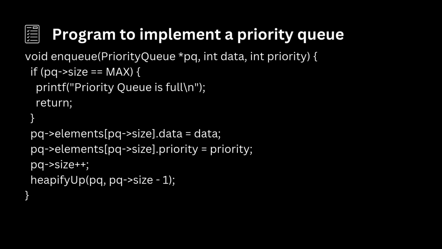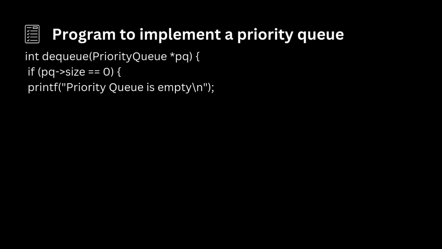So in summary, NQ adds a new element to the priority queue by assigning its data and priority values, increments the size of the queue, and then ensures that the heap property is maintained by calling heapify up on the newly added element.